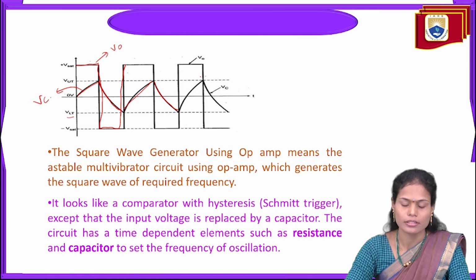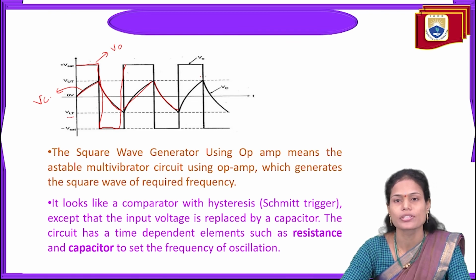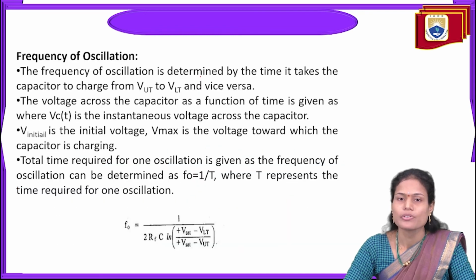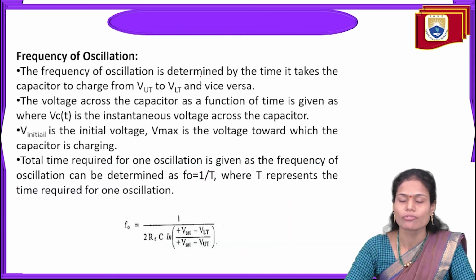So this circuit has time dependent elements, those are the resistances as well as the capacitor. The resistance is present in the negative feedback and in the positive feedback, and the capacitor is present in the negative feedback. These resistors and the capacitor are used to set the desired frequency of the circuit. Then only can it generate the desired frequency range of signal. So what is the frequency of oscillation here? At what frequency can this particular square wave generator generate the signal?